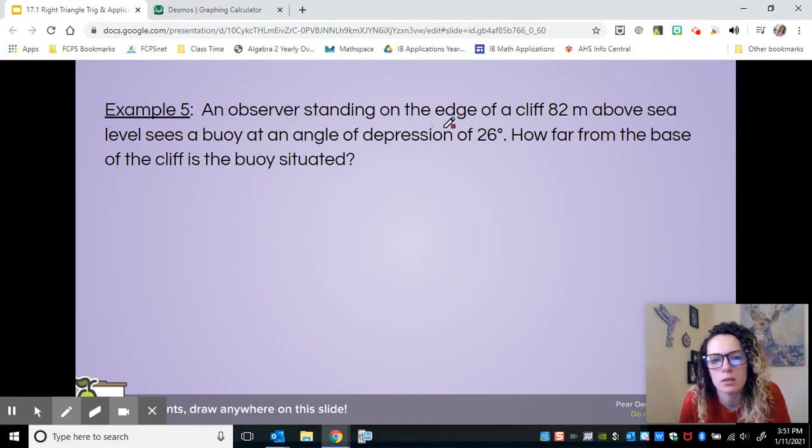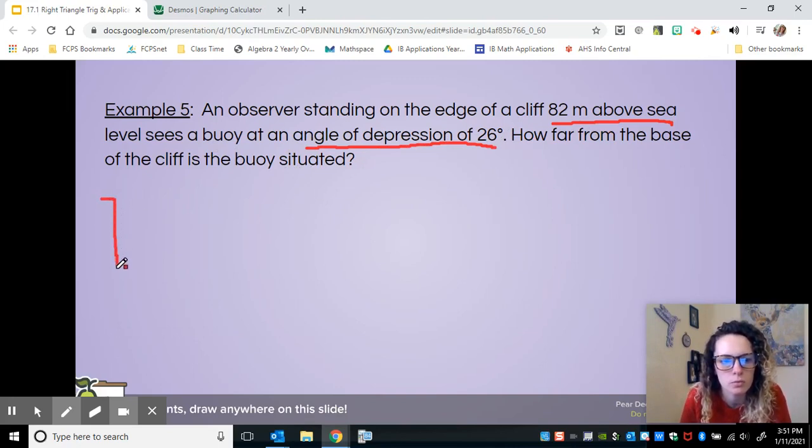All right, fifth and final example. An observer is standing at the edge of a cliff 82 meters above sea level and sees a buoy at an angle of depression of 26 degrees. How far from the base of the cliff is the buoy situated? So let's get a picture going on here. We've got a cliff with someone standing on top of it.